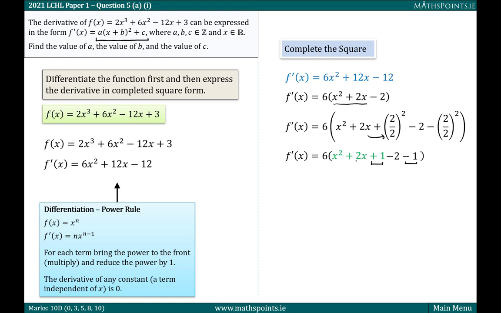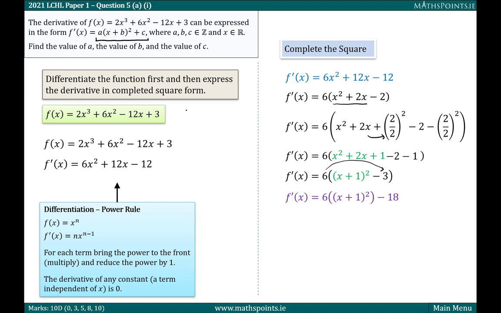The first 3 terms, we can see them in green here. They're going to become (x + 1)(x + 1), which is (x + 1)². And then minus 2 minus 1 is minus 3. And then finally, even though they didn't ask for it in the last example, it is asked for in this example, we have to multiply that 6 by that minus 3 to get it out, to give us minus 18.